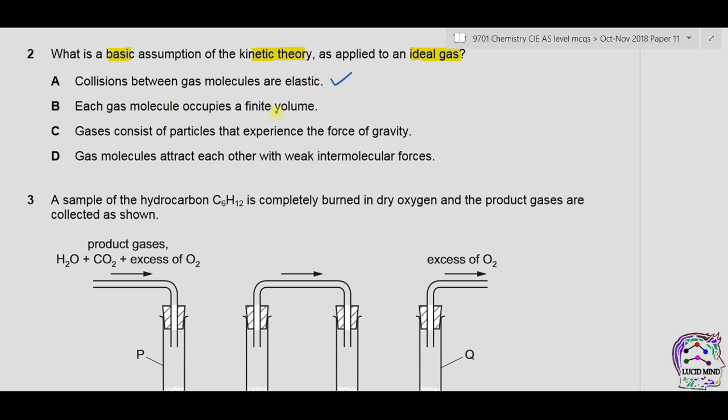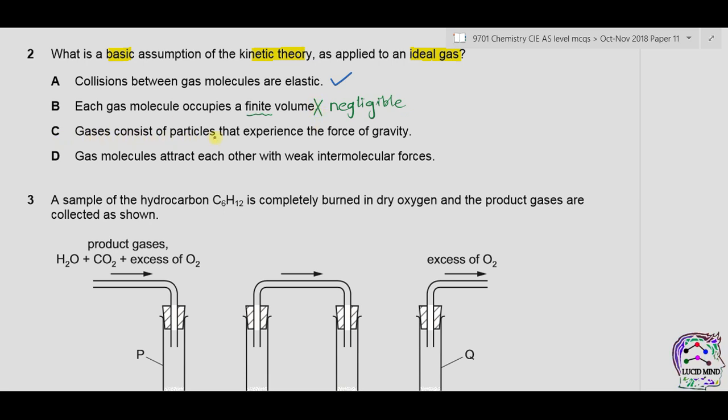B. Each gas molecule occupies a finite volume. Now according to ideal gas theory, the volume of one gas molecule is almost negligible. It is not finite. So part B is incorrect.